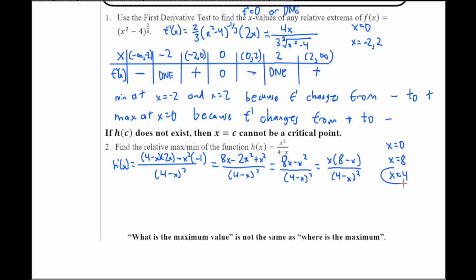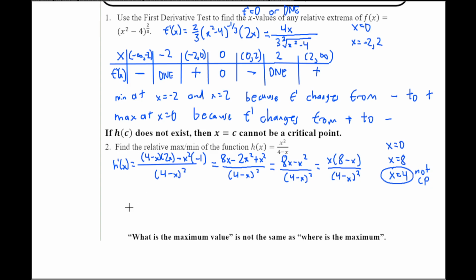However, this here is not a critical point because if you plug the 4 into the original equation, it's 4 squared, 16, over 0. That does not exist. If h of c does not exist, then x equals c cannot be a critical point. So this right here is not a critical point.